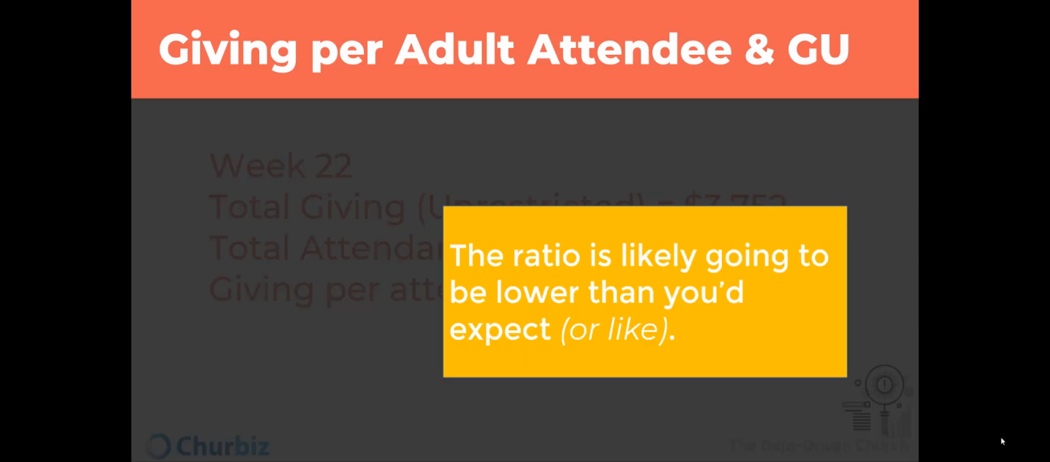Now I need to warn you, this ratio is more likely going to be lower than you expected because it's taking into account your total contributions and spreading it across all of the adults that are attending your weekend service, regardless of whether they gave anything or not. So it includes visitors as well as regular attendees. And you may be wondering how a metric like this is valuable. Well, it is, and I'll explain more about how you can use it in a minute. But for now, let's keep going.